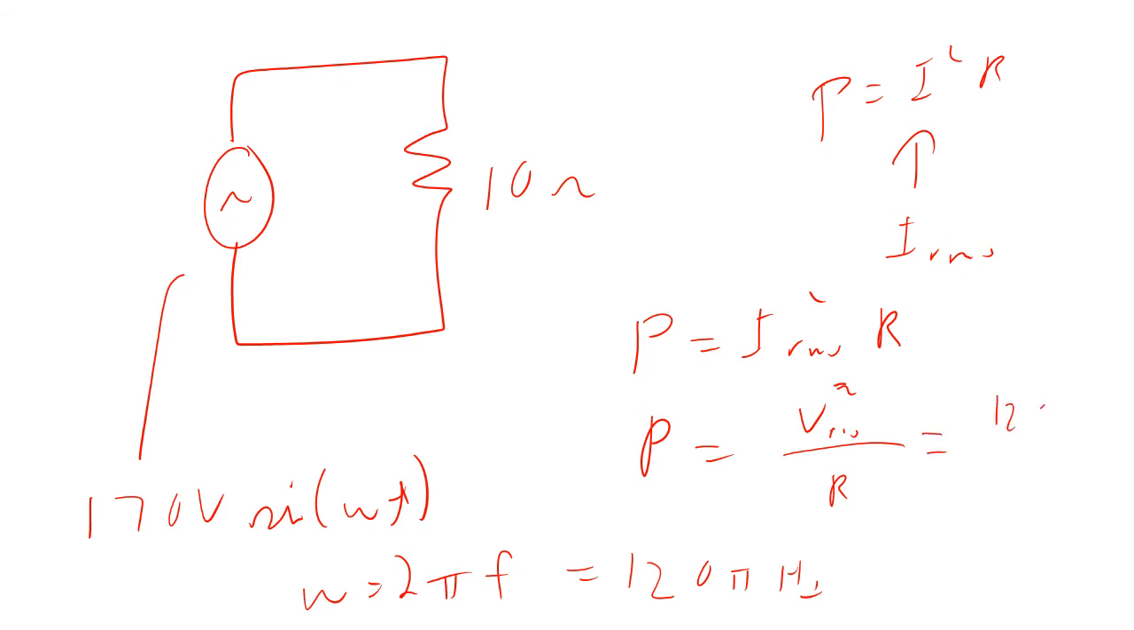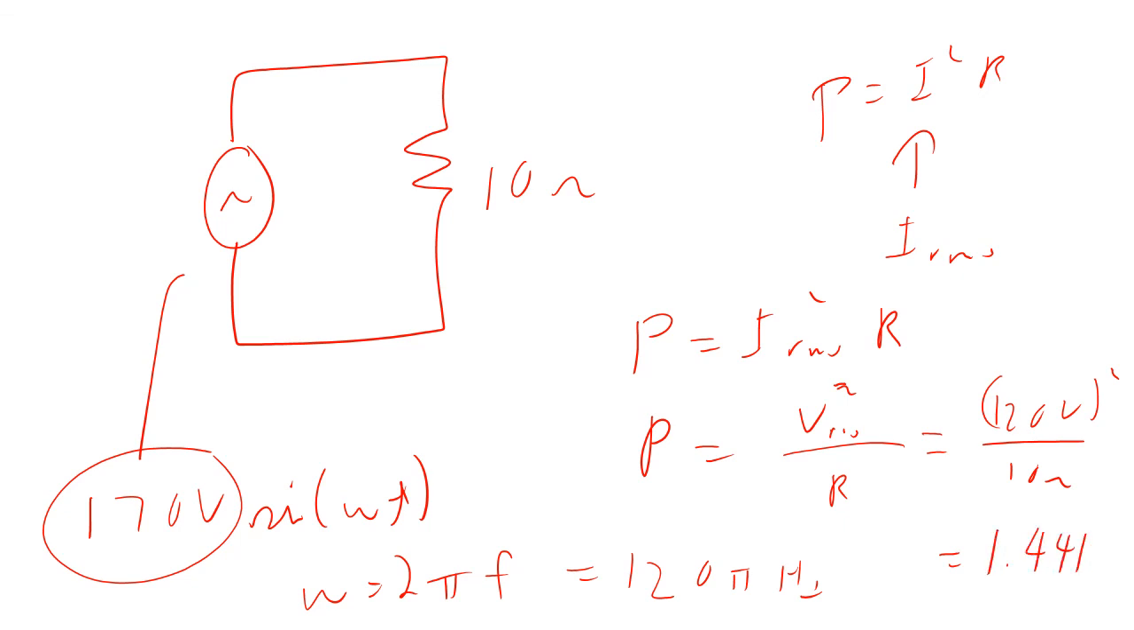So that means that this would be equal to 120 volts squared over 10 ohms, because that's the RMS value of this. So 120 volts squared divided by 10 ohms is going to be 1.44 kilowatts. So this is why we use the RMS value, it gives this sort of time average deviation from zero. And so this is how we deal with resistors in AC circuits.